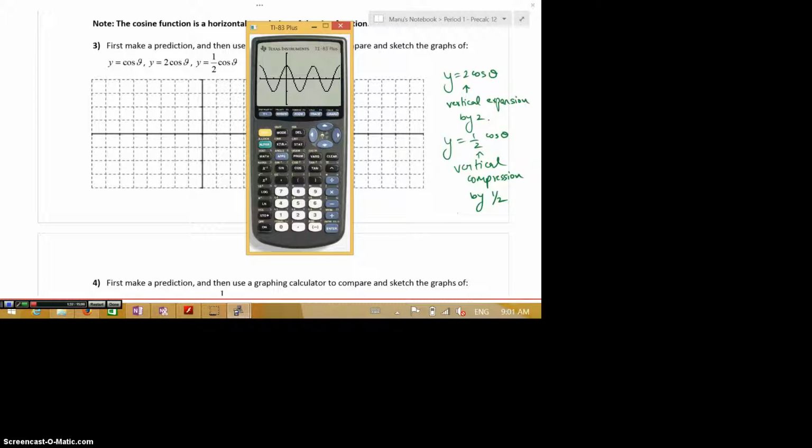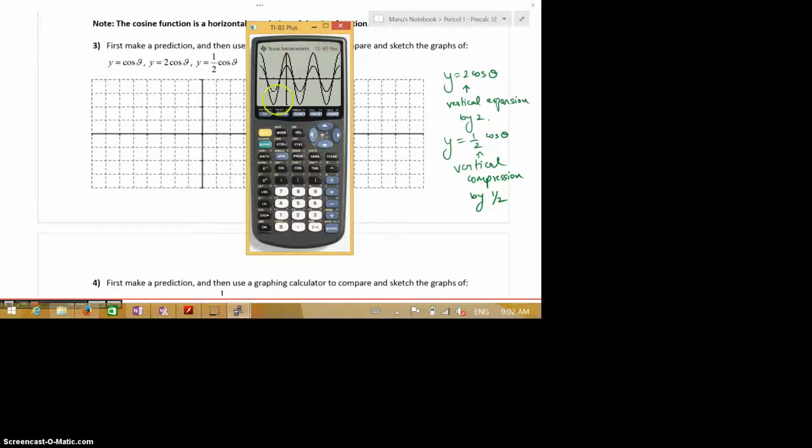Okay, now we want to see how this graph is going to be changed. We predicted that y equals 2 cosine of x is going to be a vertical expansion by 2, which means the amplitude is going to change to 2. Let's see if that actually happens. 2 cosine of x. Let's graph that. Did you notice that the amplitude changed? Yeah, the amplitude changed for y equals 2 cosine of x.